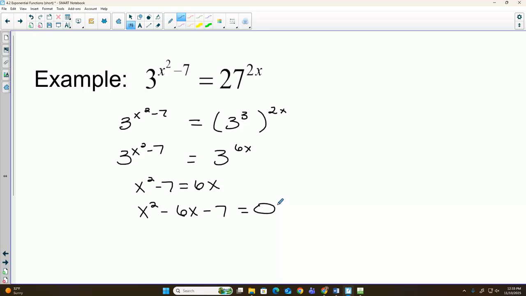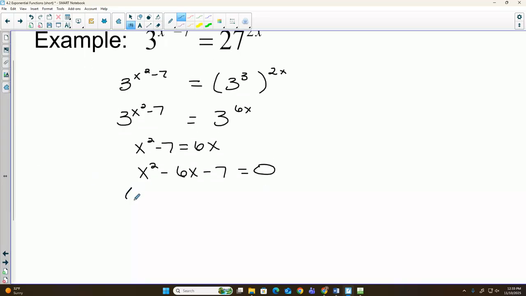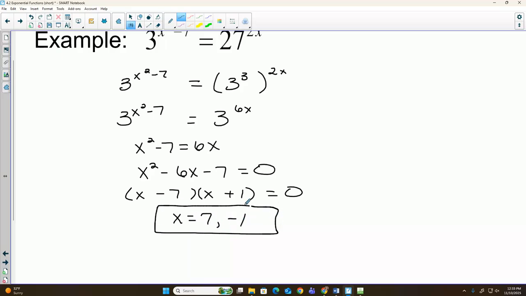All right, now what? Factors. What multiplies to negative 7 and adds to negative 6? The x to be 7 and negative 1. These problems, all of your answers should work. If your math is correct, you don't get extra answers.